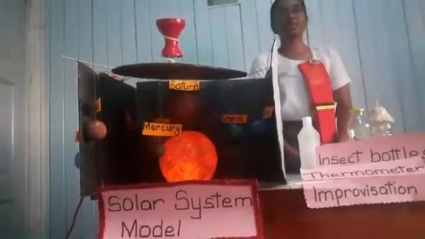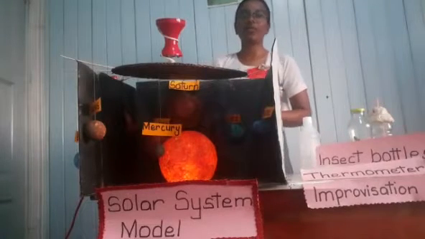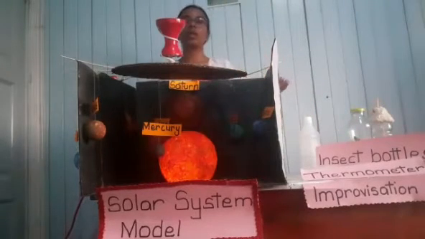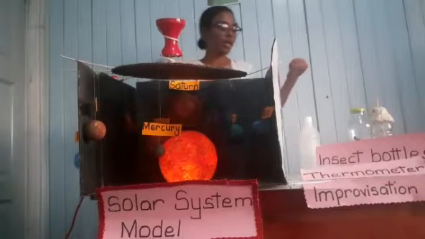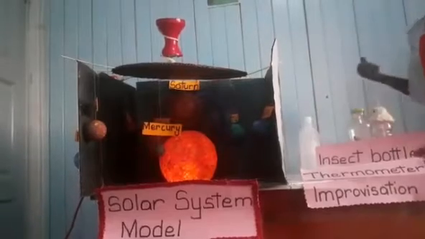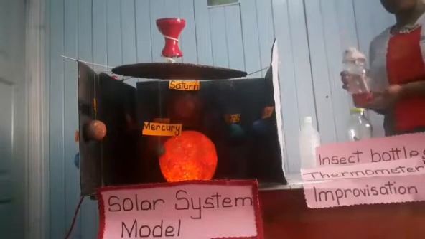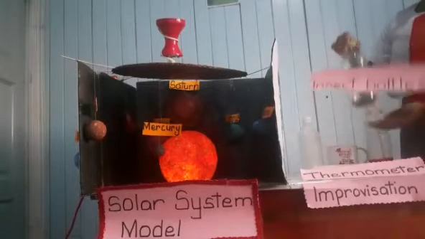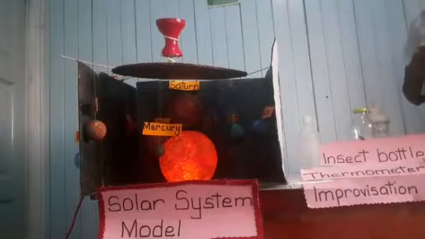Good afternoon, Miss. My name is Latronti Jainarine, and this afternoon I have to display my solar system model, which I improvised. I have my improvised material, my improvised thermometer, my improvised insect in a bottle, and these both are part of the kit.